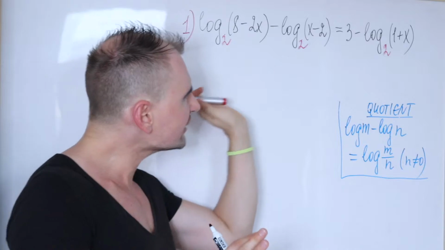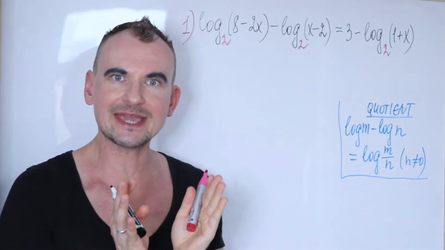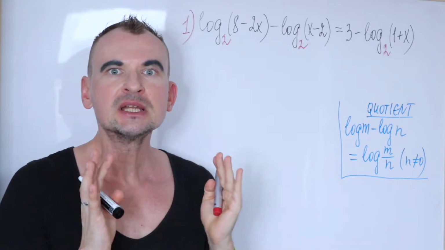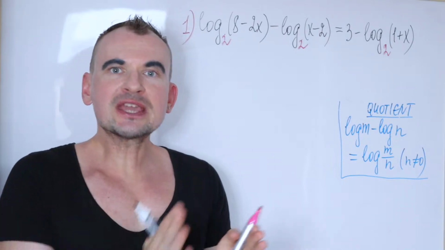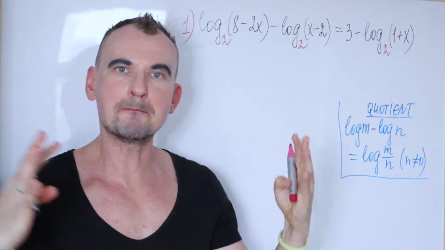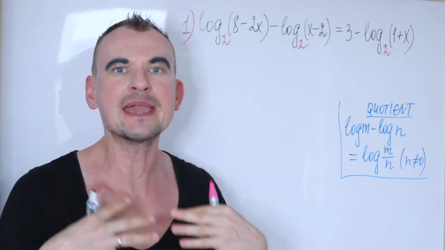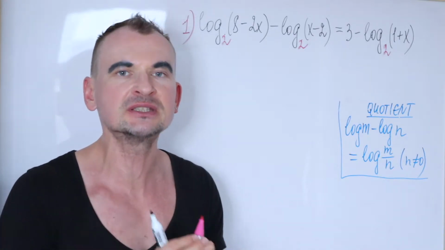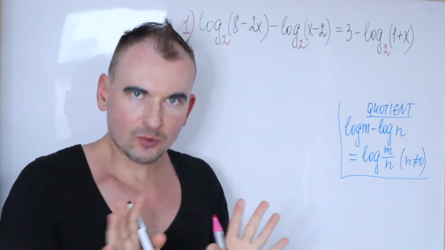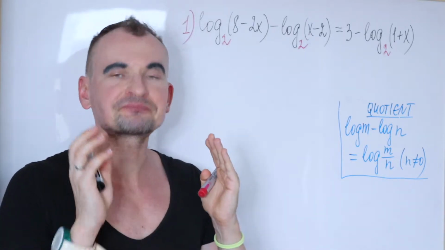Now, say you have been given something like this. Well, again, as a good rule of thumb, if you are given multiple logs added or subtracted, try to combine them into one. Try to condense them by using rules of logarithms, such as the power rule.